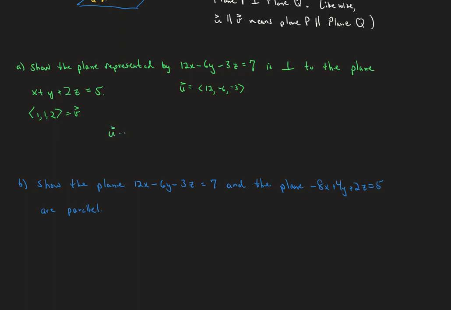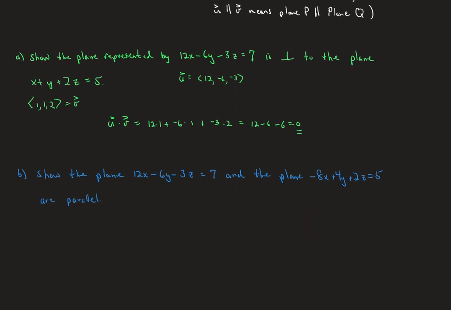And we can check for the perpendicularity by taking their dot products. So if we take u dot v, that's 12 times 1 plus the negative 6 times 1 plus the negative 3 times 2. So that's going to be 12 minus 6 minus another 6, and that is indeed 0. And so then we know that they are perpendicular. So let's look at our next example here.